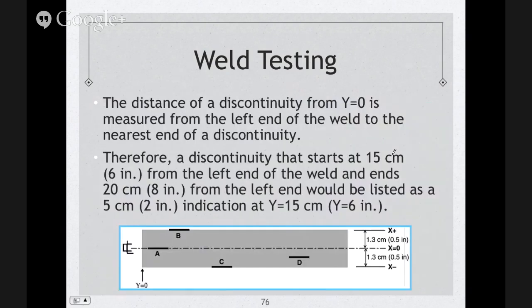The distance of a discontinuity from Y0 is measured from the left of the weld to the nearest end of the discontinuity. This would be Y0, the very surface, and you start increasing as you move towards the other side of your weld. Therefore, a discontinuity that starts at 6 inches from the left end of the weld and ends 8 inches from the left end must be listed as an indication at 6 inches. Okay.